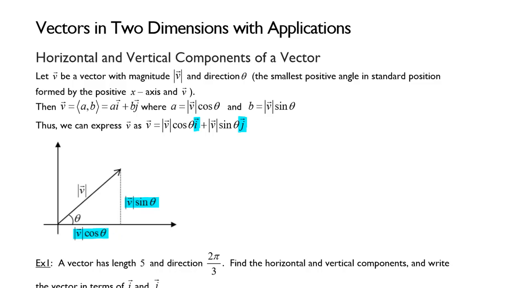Now, if we were to define what this means, the magnitudes are in the absolute value, and the cosine and the sine of theta are the direction.